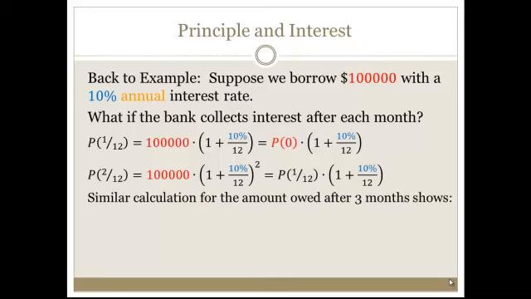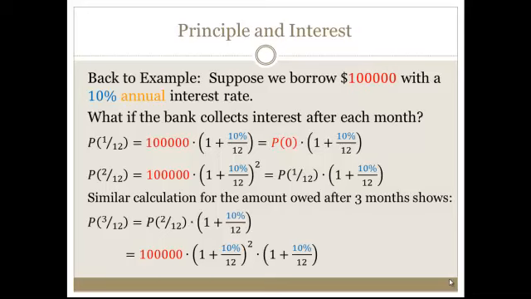A similar calculation shows that the amount owed after 3 months is P of 3/12 equals P of 2/12 times 1 plus 10% over 12. But P of 2/12 is 100,000 times 1 plus 10% over 12 squared. So in all, we get that P of 3/12 is 100,000 times 1 plus 10% over 12 to the third.